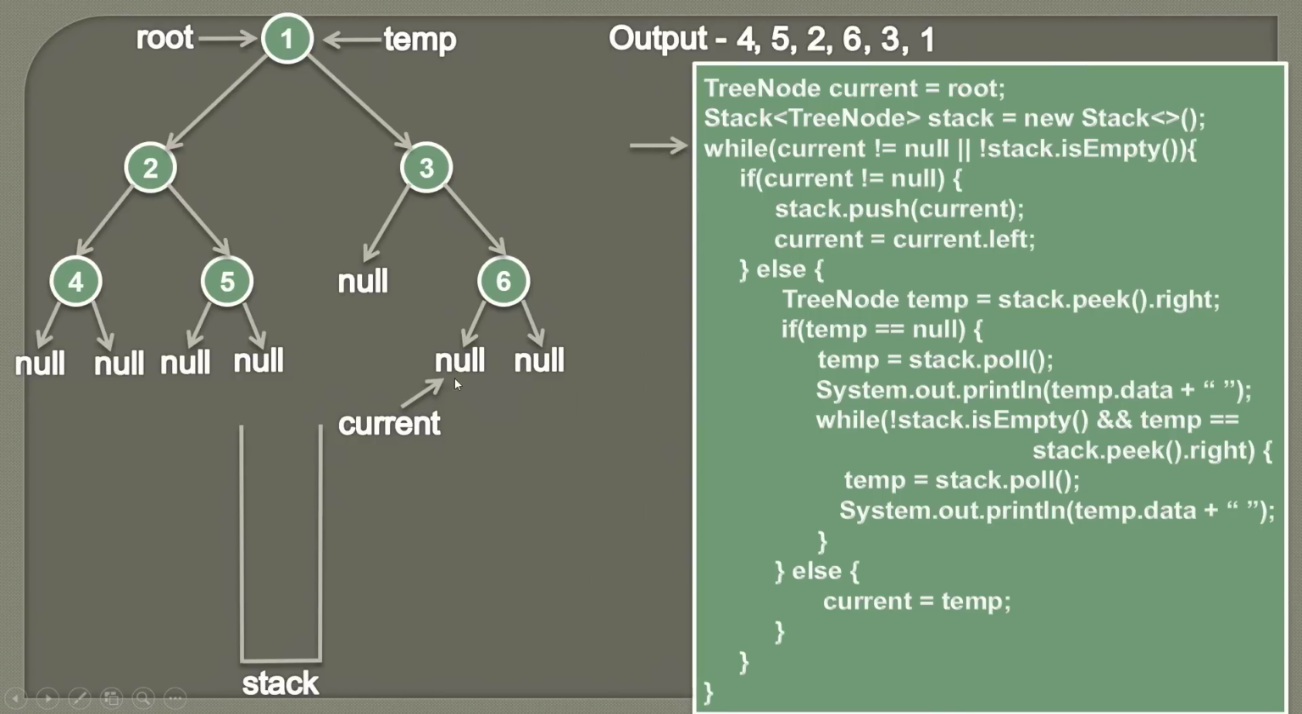So here you can see current is equal to null. This condition is false and our stack is also empty, which signifies that we have completely visited this binary tree using the post order traversal. So this whole condition will come out to be false.